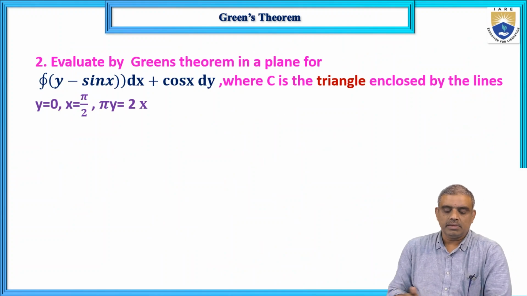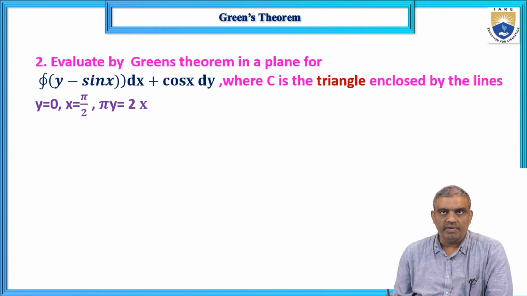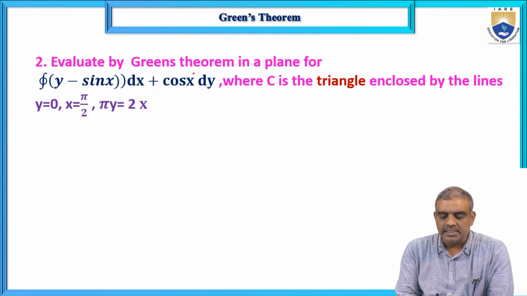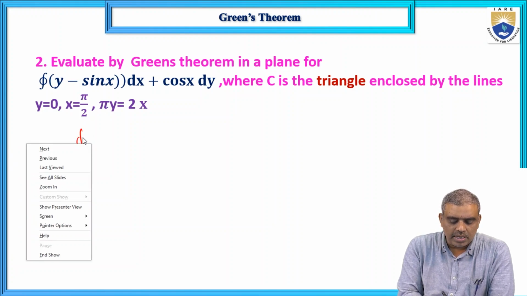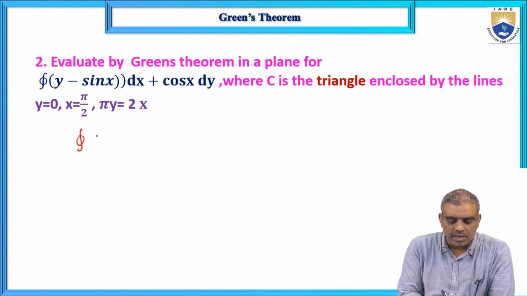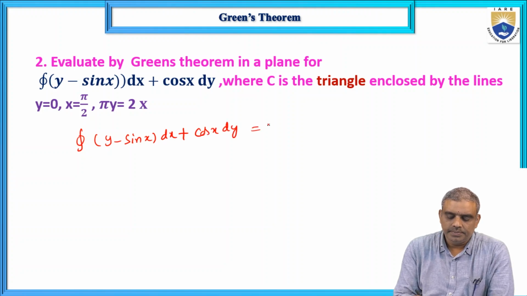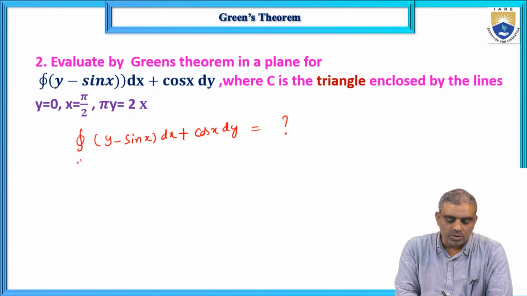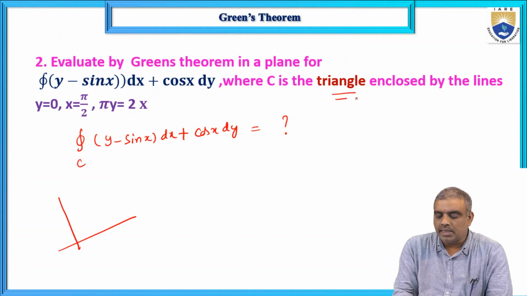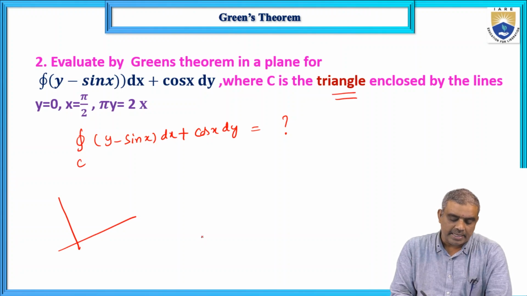And I will stop this session by doing this small problem. Evaluate by Green's theorem in a plane the integral over the closed curve C of y minus sin x dx plus cos x dy. So M dx plus N dy, integral over the closed curve C, where the curve is the triangle enclosed by the lines.